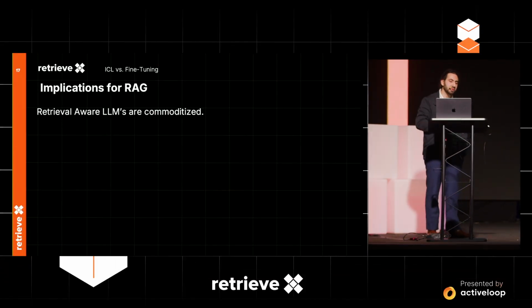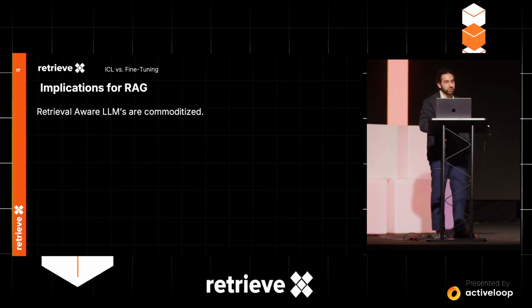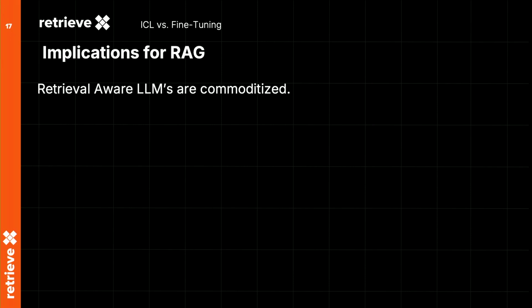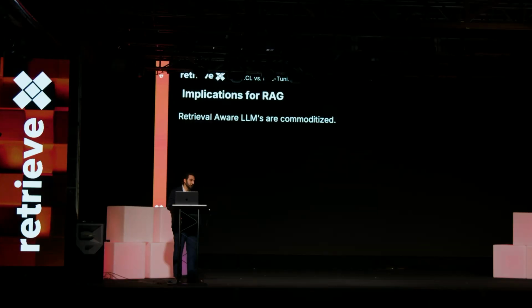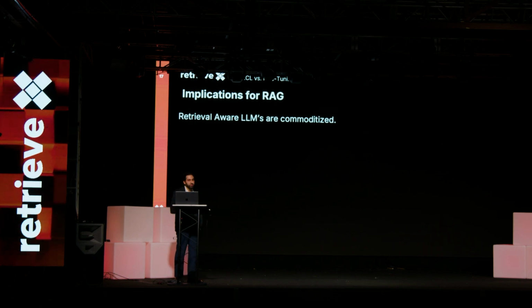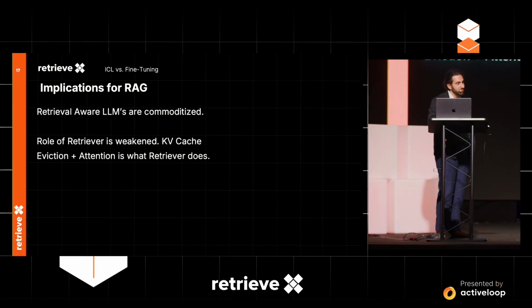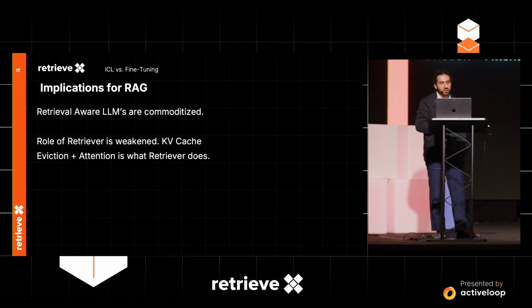So if you take all this into account, there are a couple of pretty severe implications for RAG. The first one is that if you have very effective use of context length, your custom-trained retrieval-aware language models, like the ones that Cohere has, are essentially commoditized. I no longer need to fine-tune a model to understand retrieval. I can just use an off-the-shelf model. The role of the retriever ends up being a little bit weakened, which I will actually argue is a good thing. Essentially, being very clever about what parts of your key value cache you store, plus very long attention, is essentially what the retriever does.